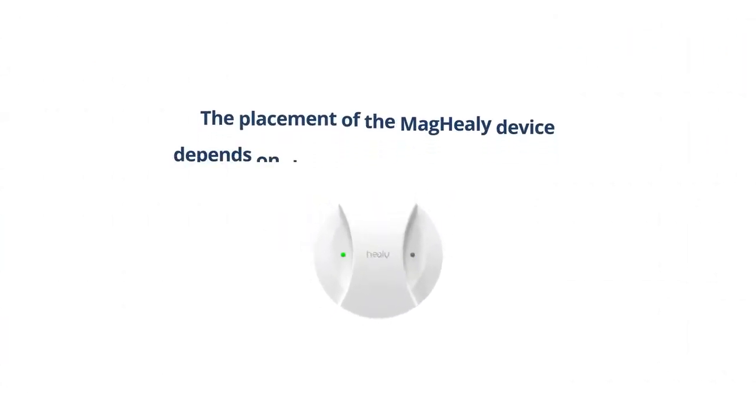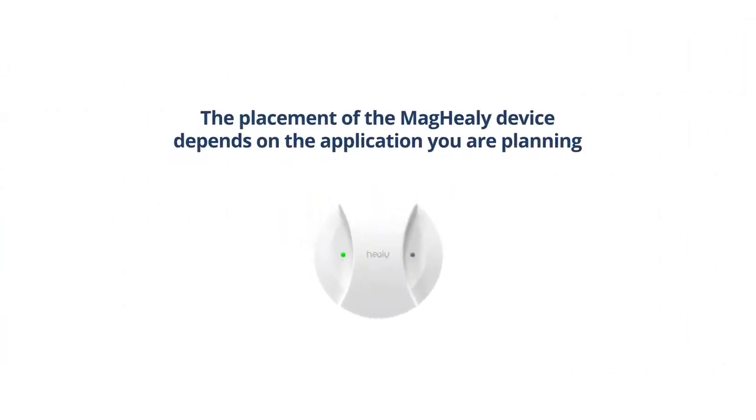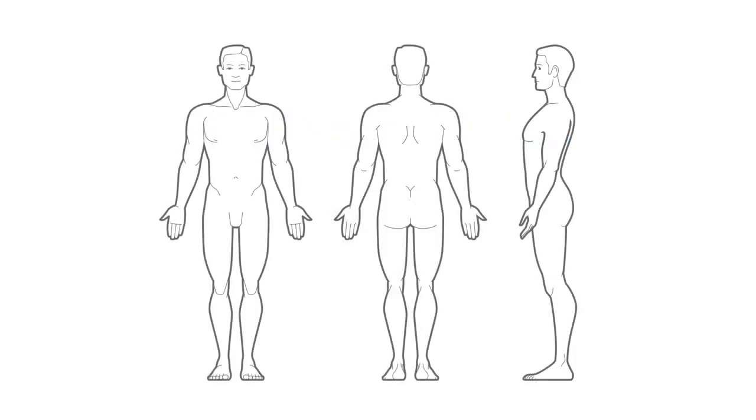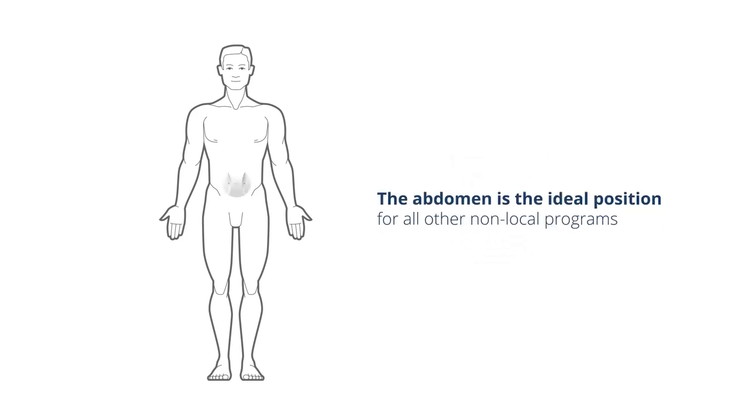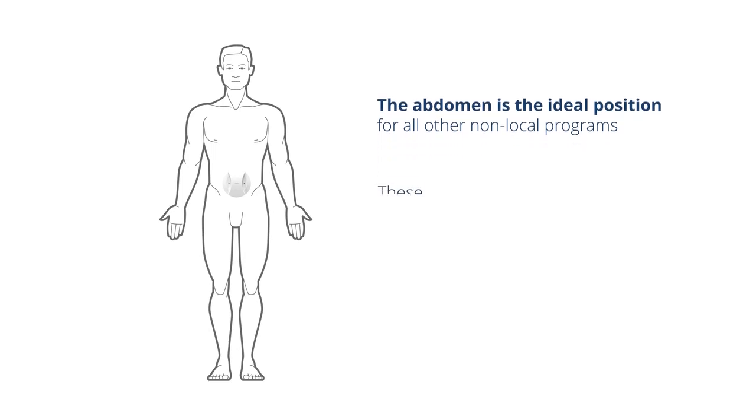The placement of the MagHealy device depends on the application you're planning. If local areas are affected, for example the joints, lower back, or digestion, then you place MagHealy on that affected area. For brain harmony, it is best to place MagHealy on the abdomen. The abdomen is also the ideal position for all other non-local programs, that is, all programs that do not relate to a specific part of the body. These include, for example, sleep, detox, or after exercise.